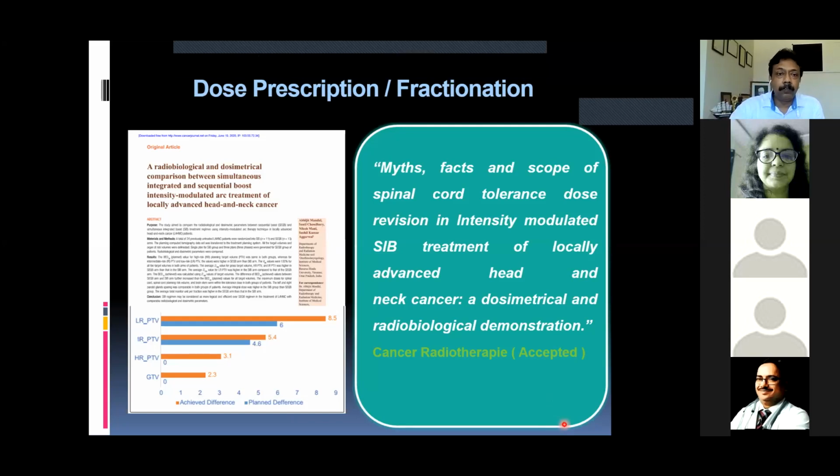We have published 2 articles. One is a radiobiological comparison of SIB versus sequential boost, and we have seen that both arms were radiobiologically equivalent, but when finally we achieved the biologically effective dose, the difference was higher in the sequential group of patients than in the SIB group of patients. And we have also tried to explore the possibilities of revision of spinal cord dose, and we have a dosimetrical and radiobiological demonstration, and this article was also accepted in Cancer Radiotherapie.